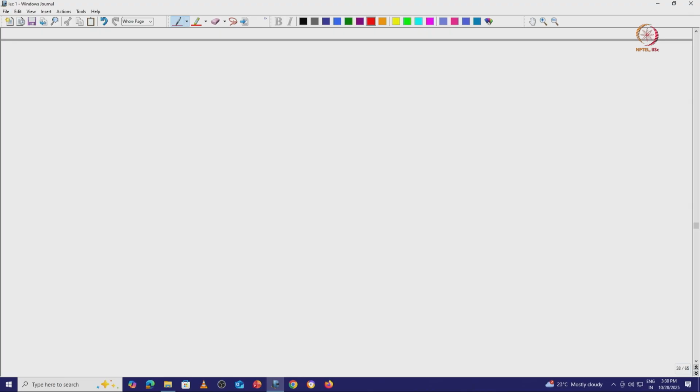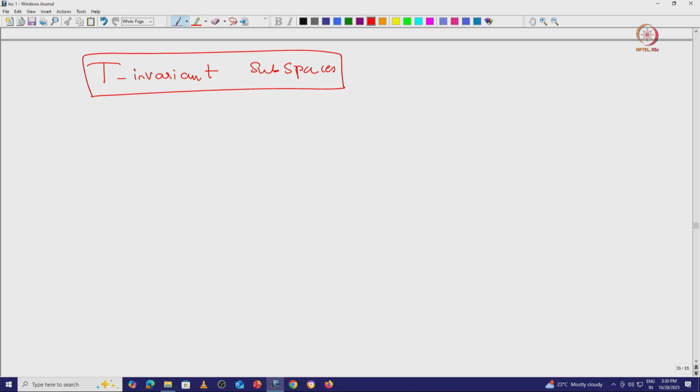In order to achieve this decomposition, our first task should be looking for T invariant subspaces. Because if we do not have enough T invariant subspaces, then there is no point. So how do we get T invariant subspaces? For that we have a very simple strategy. We can take another operator, call it capital S, such that this operator commutes with the original operator.